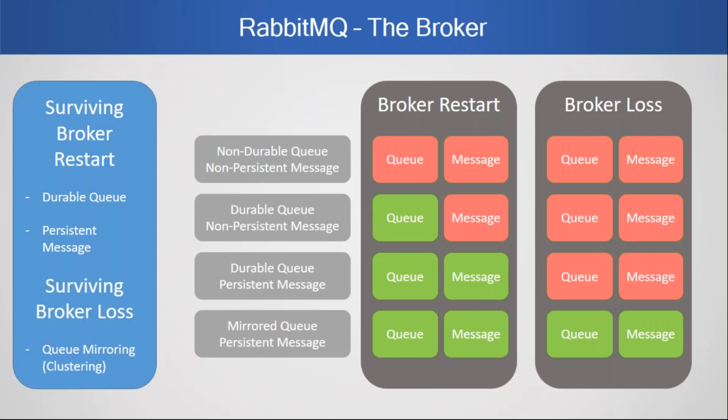Just reiterating what I've said: we can have broker restarts or we can have catastrophic broker loss. Depending on whether your queue is durable, whether your message is persistent or non-persistent, and whether you have a single queue or a mirrored queue, it depends on whether you'll survive different restarts or catastrophic failures. The safest is a mirrored queue with persistent messages.